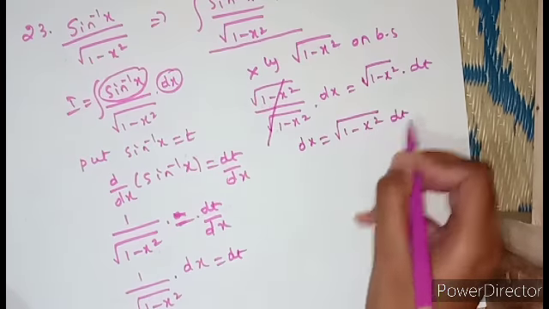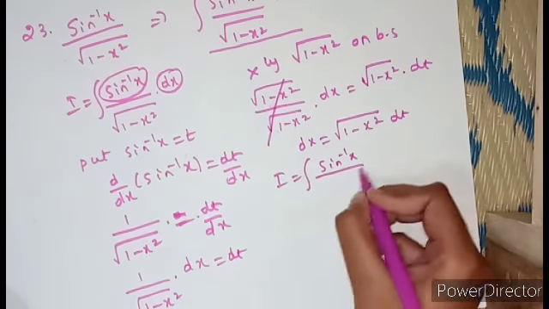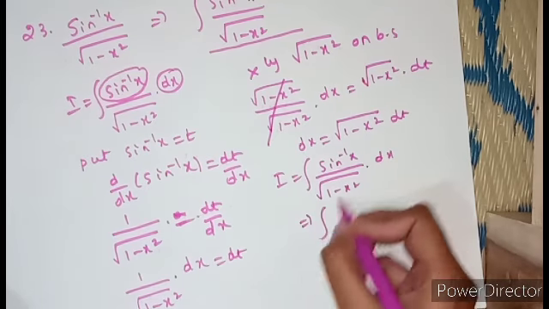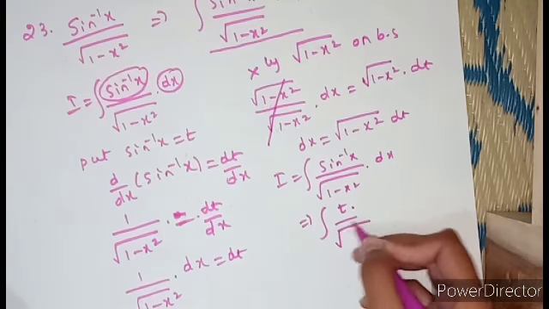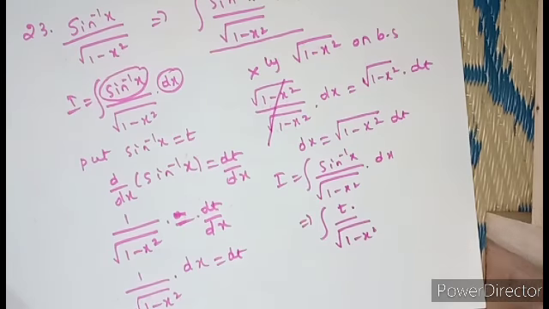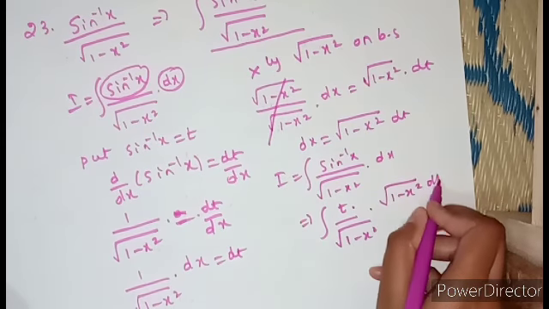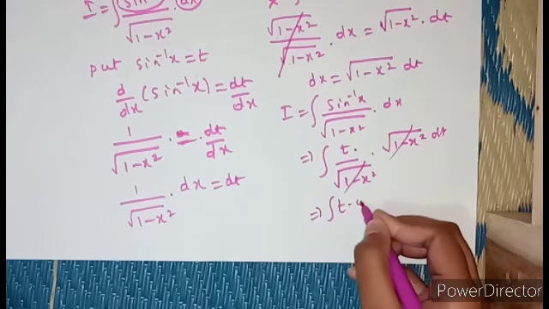Now the integral is sin inverse of x upon square root of 1 minus x square into dx. We have taken sin inverse of x as t, and square root of 1 minus x square as it is. Here dx is square root of 1 minus x square into dt. These two functions get cancelled, so we are left with the integral of t into dt.